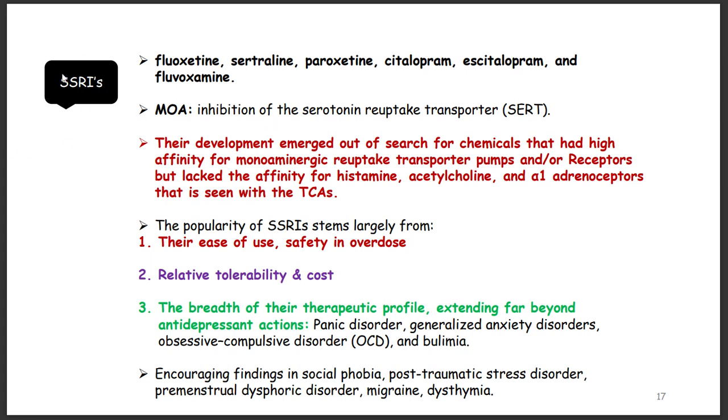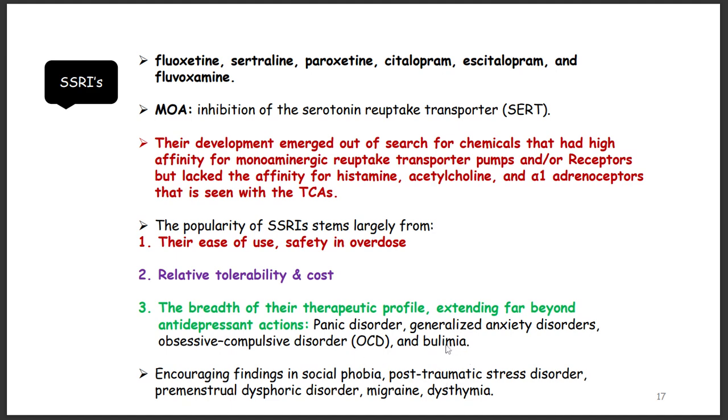So these guys are more popular than other drugs because they are easy to use, they are safe even when you overdose them, and they are tolerable, and they are cheap. And besides that, they can be used for many conditions like panic disorder, generalized anxiety disorder, obsessive compulsive disorder, where you just feel compelled to do something, and so that leads you to being stressed. Like, for example, every time you just want to be brushing your teeth, or every time you just want to be combing your hair, and you are so obsessed with doing that.